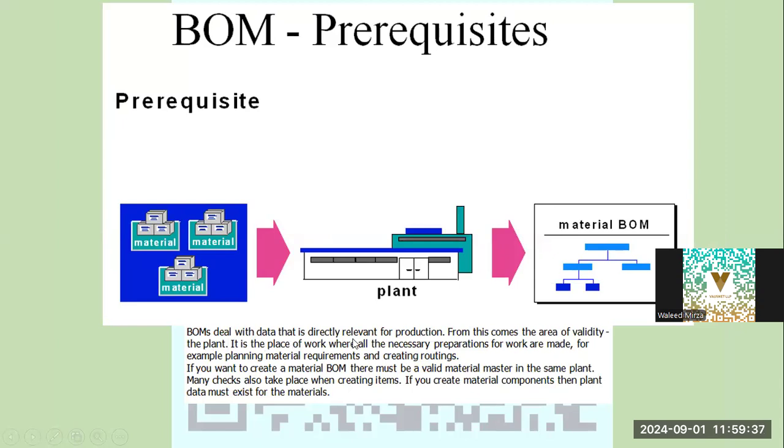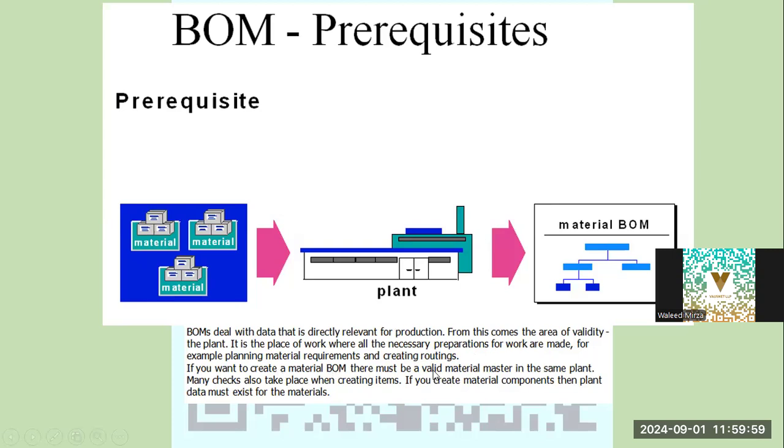BOMs deal with data that is relevant for production. From this comes the area of validity, the plant. It is a place of work where all necessary preparations for work are made. Like material planning will be done at plant level. Then we create routings also.